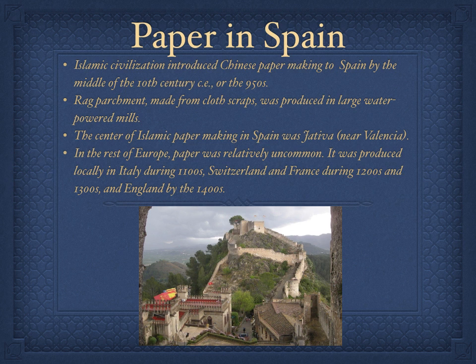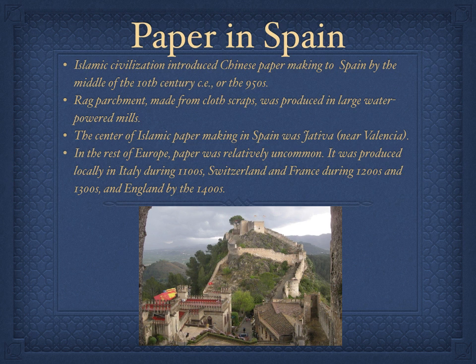Rag paper, or paper made from cloth scraps, was produced in large water-powered mills. We also know that the center of Islamic paper making in Spain was Xativa, near Valencia. And this is an image of the castle in the city there.